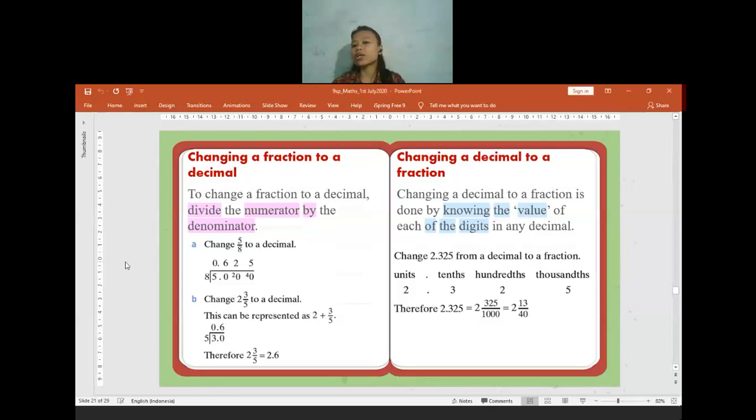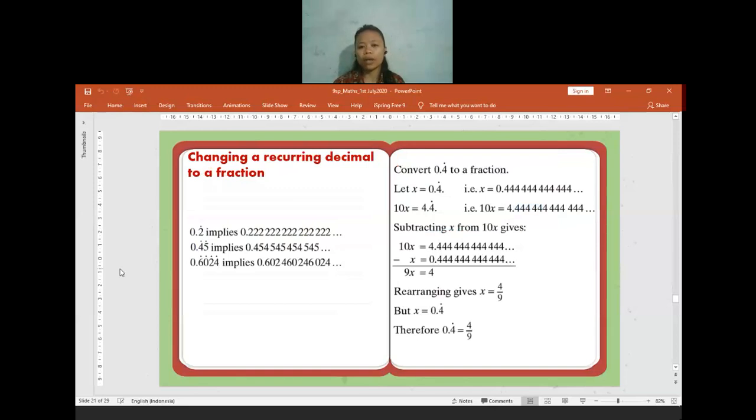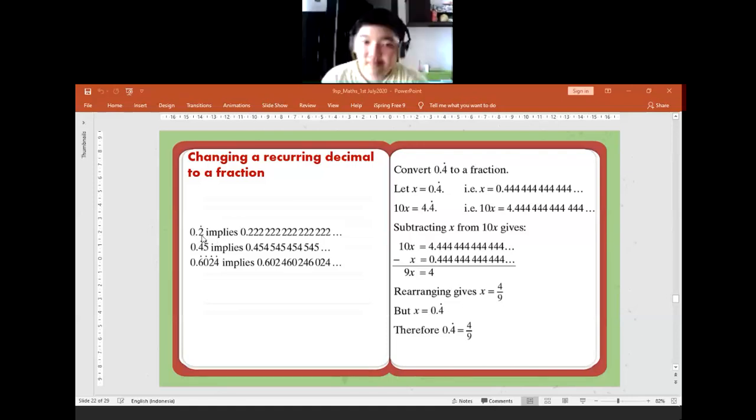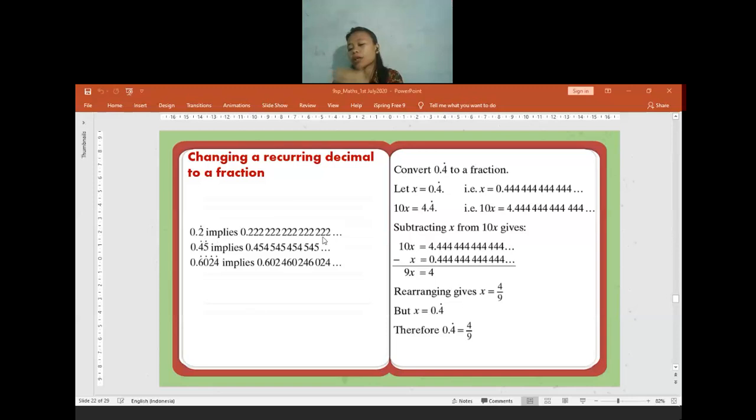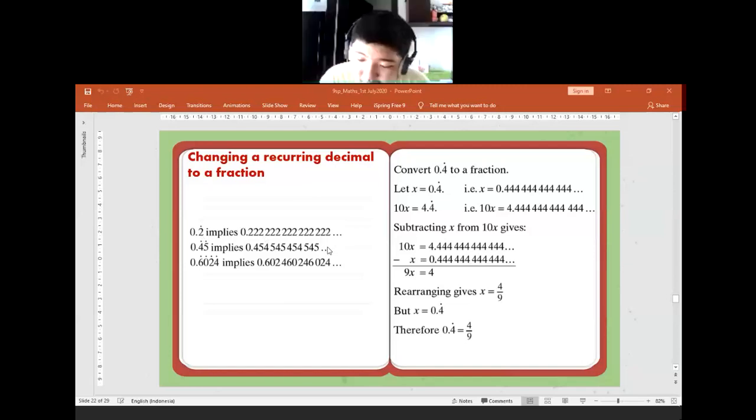Now is changing the recurring decimal into a fraction. To change the recurring decimal into a fraction, the first thing you have to do is be able to change the simple recurring decimal into the long recurring decimal. This is the example 0.2 with a dot on the 2. So it means the number 2 will keep repeating, never stop. That's why 0.2 will be 0.22222, never stop. The dots behind it mean that the decimal digit will never stop. It will keep going on.